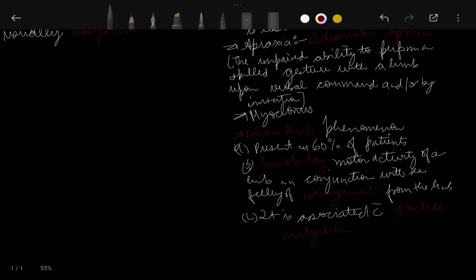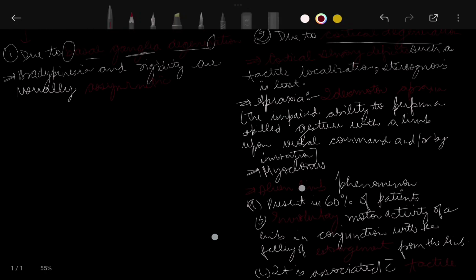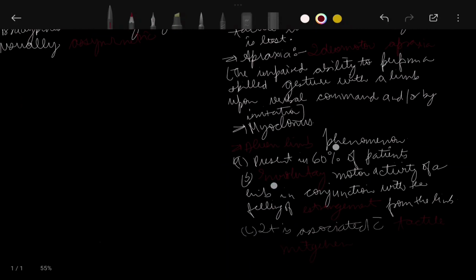For example, if I am an examiner and I touch the patient's arm slightly like this, then the arm follows. This is the tactile Mitgehen phenomenon, even though I am not interested in flexing the arm at the elbow joint. Now, till now these were all the features.